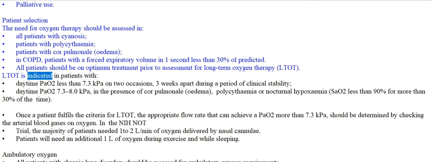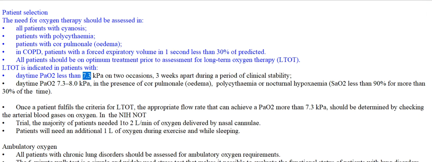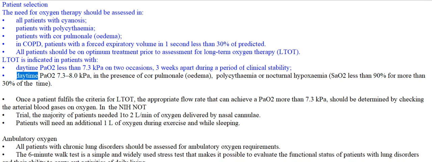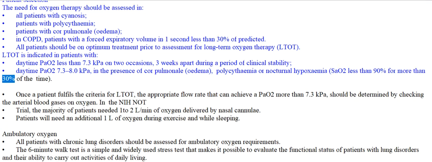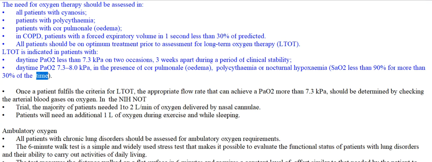LTOT is indicated in patients with daytime PaO2 less than 7.3 kPa on 2 occasions, 3 weeks apart during a period of clinical stability. Daytime PaO2 7.3-8.0 kPa, in the presence of cor pulmonale, edema, polycythemia or nocturnal hypoxemia, SaO2 less than 90% for more than 30% of the time.